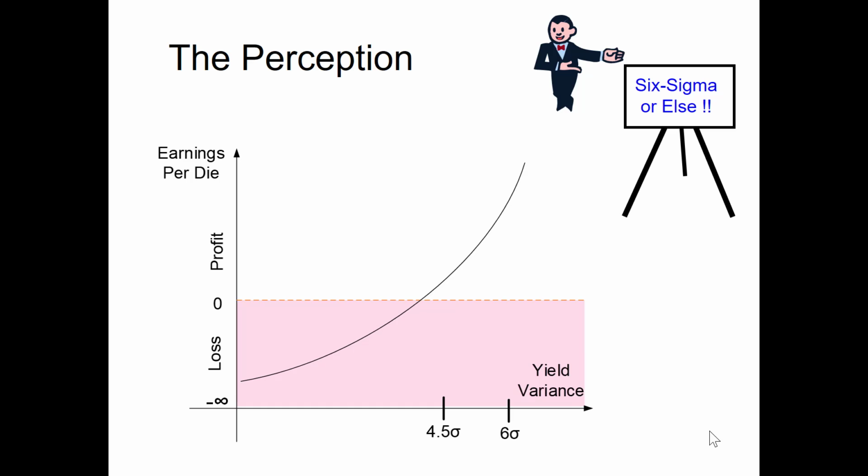So hopefully we get the message as to what's expected with Six Sigma challenges. So here's the perception. The earnings per die or the earnings per product would go up as the yield variance gets higher and higher. As we go from 3 Sigma to 4 Sigma to 5 Sigma to 6 Sigma, the assumption is that we become more profitable. And that's probably what motivated the Six Sigma approach.